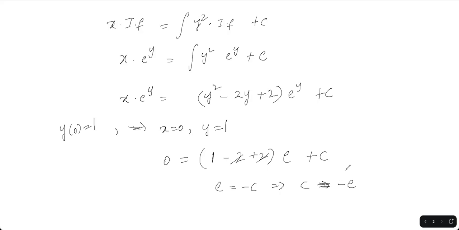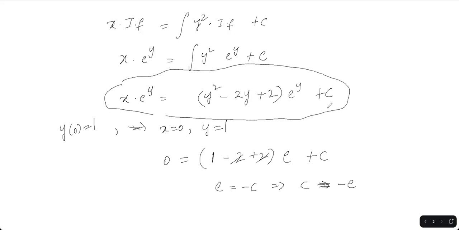Now we got this, and let us substitute it in this equation. I call this equation 1. When I substitute it, we get x e^y = (y² - 2y + 2) e^y - e.